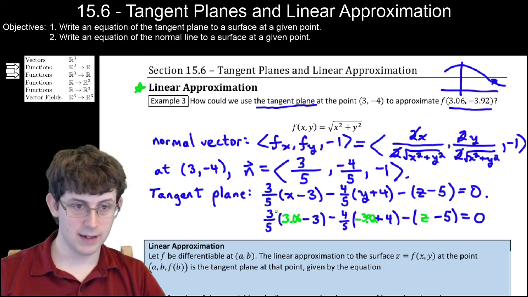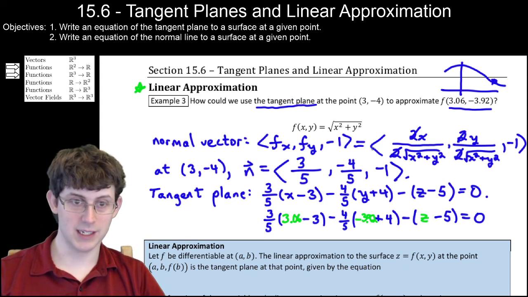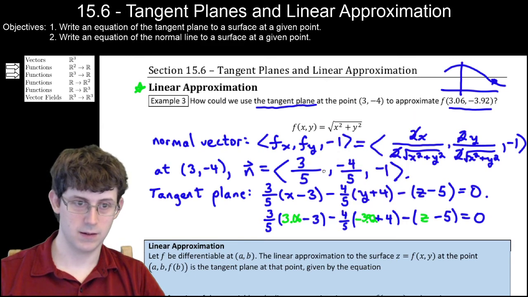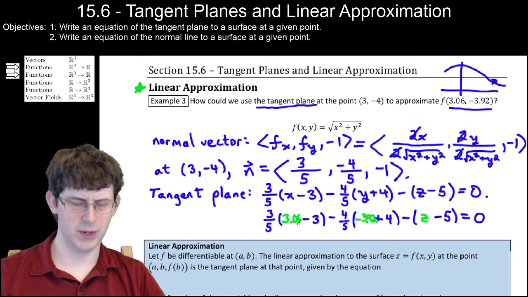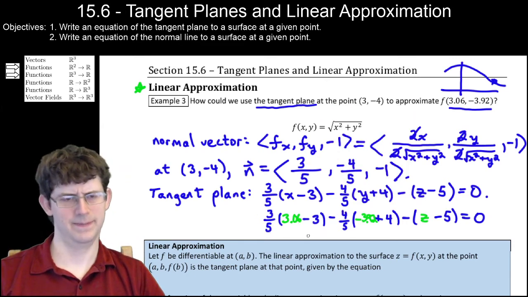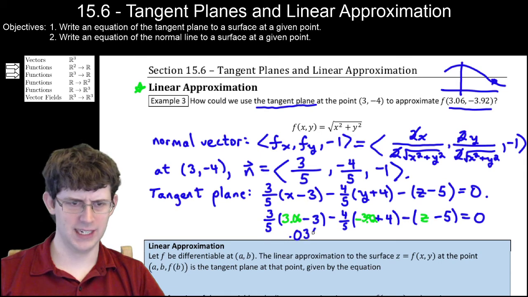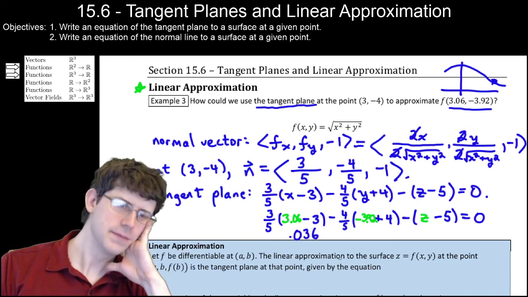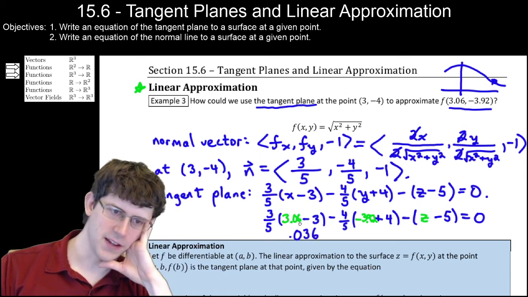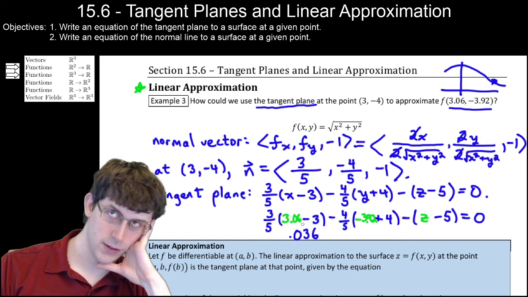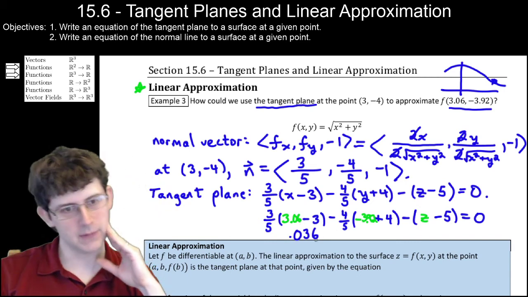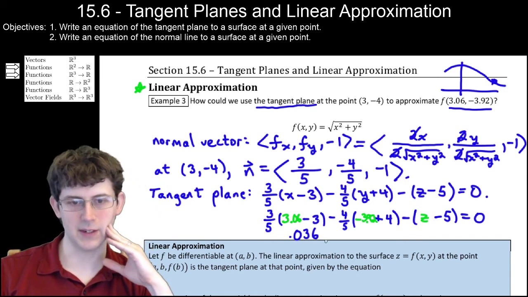So let's do it. I need 3/5 of 0.06. I think it's 0.036. Does that seem right? 1/5 of 0.06 would be 0.012, because 1/5 of 6 is 1.2. Yeah, okay, so 3/5 of 0.06 is 0.036.